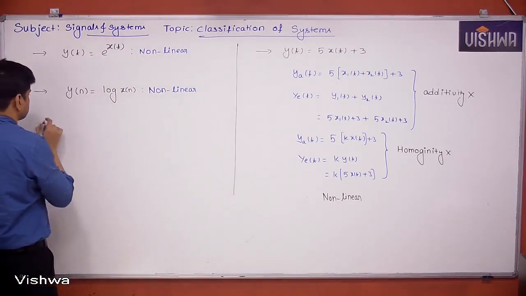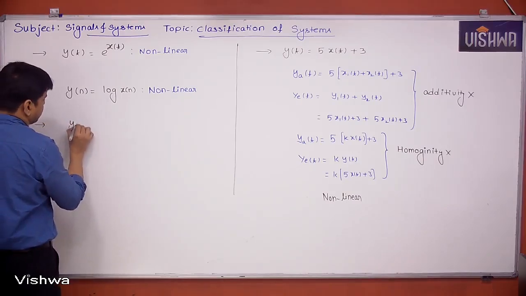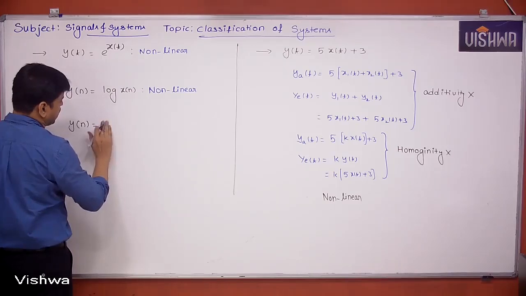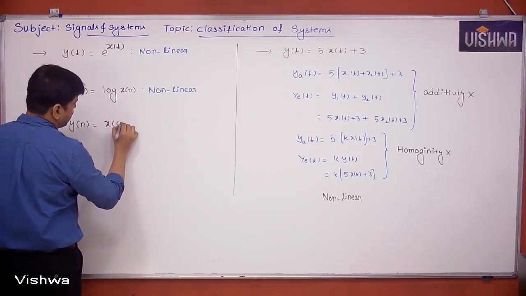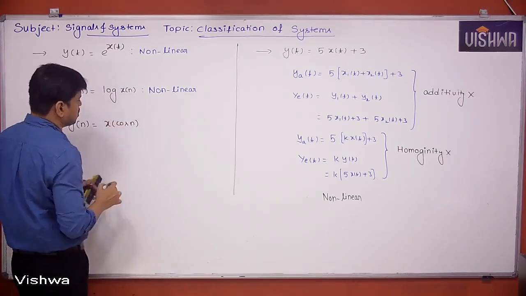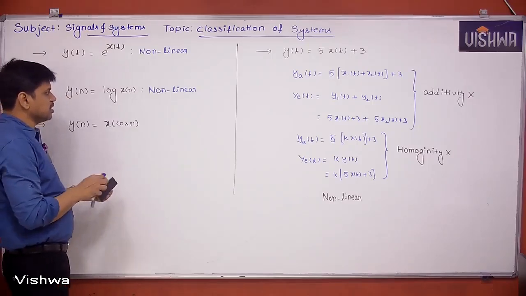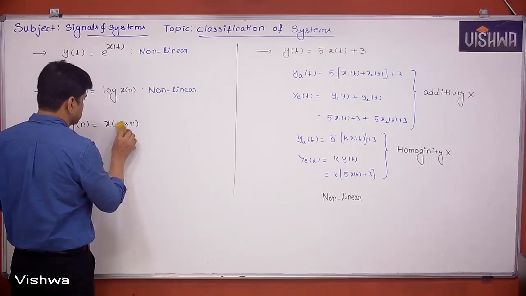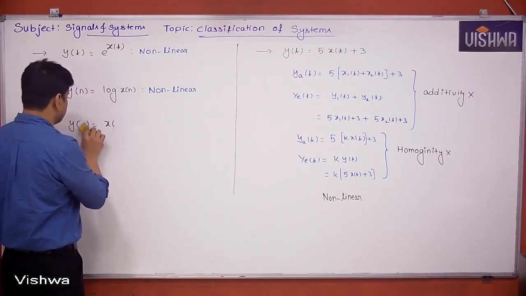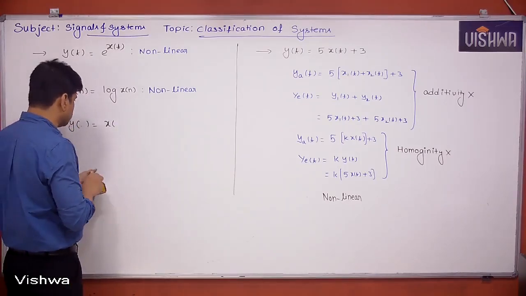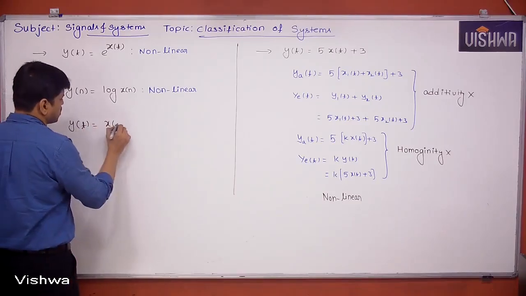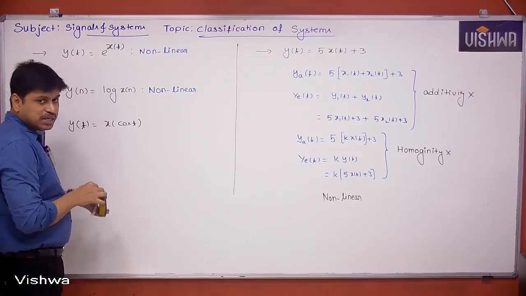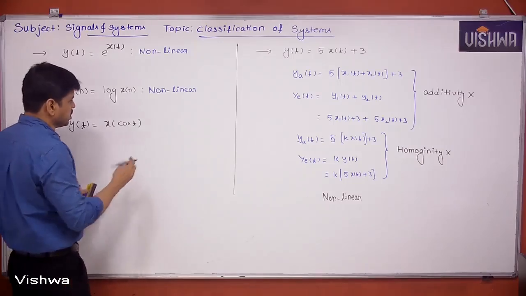Next. If I say y of n is equal to x of cos n, then this is going to be a linear system. In general, y of t is equal to x of cos t. Now this is going to be a linear system. I will prove it.